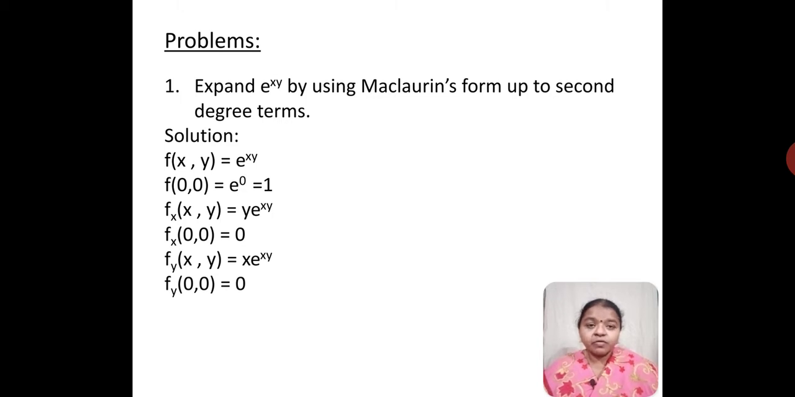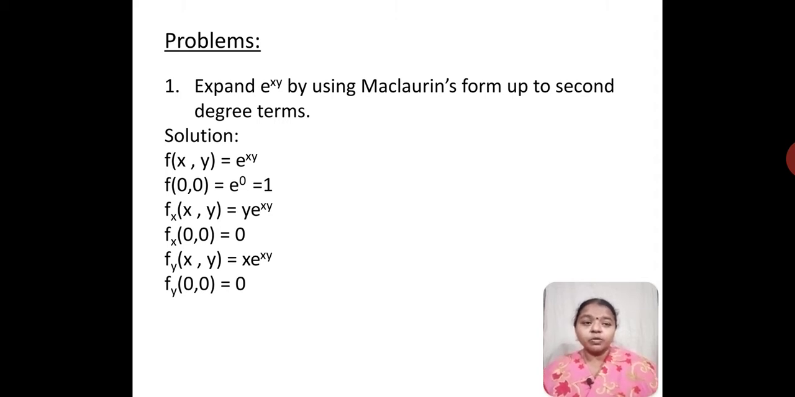Next, we find the value of fx(0,0). When I put x = 0, y = 0, I get 0 into e⁰, which becomes 0. Next, we have to differentiate f partially with respect to y. So fy(x,y) = x e^(xy). Here x is a constant. Again when I put the values (0,0), fy(0,0) becomes 0.